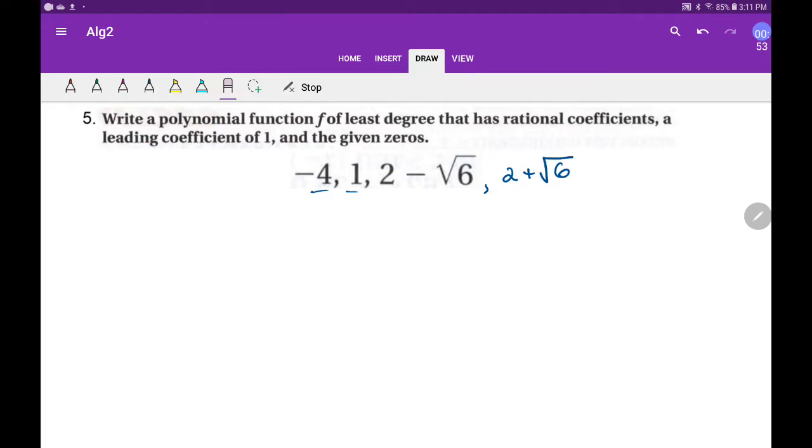So, this is a polynomial. It looks like I'm going to have 4th degree, because I have 4 roots, right? If I have 4 roots, I'm going to say it's 4th degree. It could be more, but I'm supposed to look for the least degree.